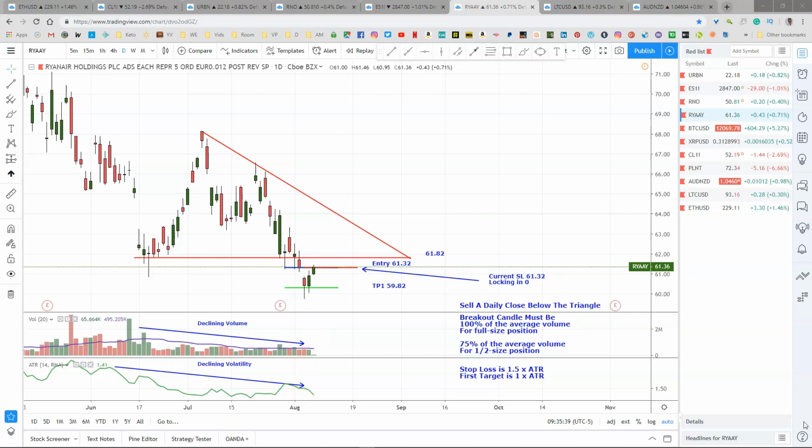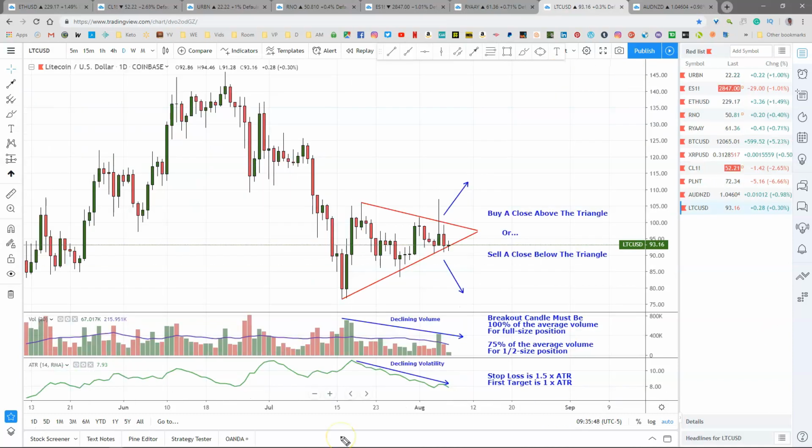Okay, I promised you a setup on Litecoin. We've been having some great consolidation setups on the cryptos over this last week or so. This is a continuation triangle, roughly right here. Very roughly. This has been around since mid-July or so, but it's got a lot of hits on each side. Got a couple down here, one here, about 3 more here, about 4 up here.